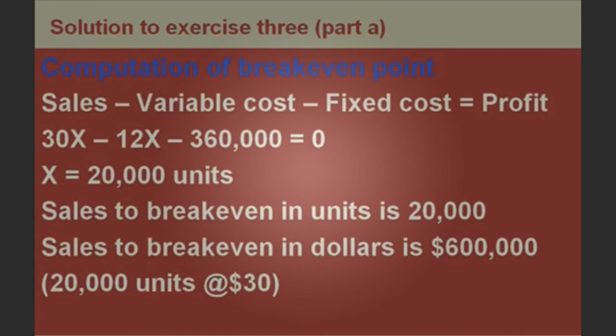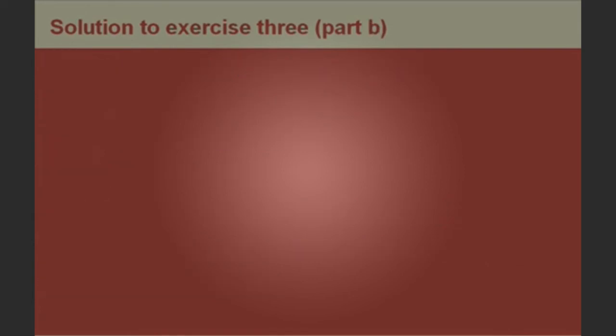Let's go on to the next part. In part B, they said, okay, if you sell 30,000 units, what's the profit or loss? You'll notice I'm doing everything the equation method because I personally prefer that. If you choose to use the formula method, you'll get the same answers. So, compute profit if 30,000 units are sold, and I have a partiality for the equation method, so I'll use that.